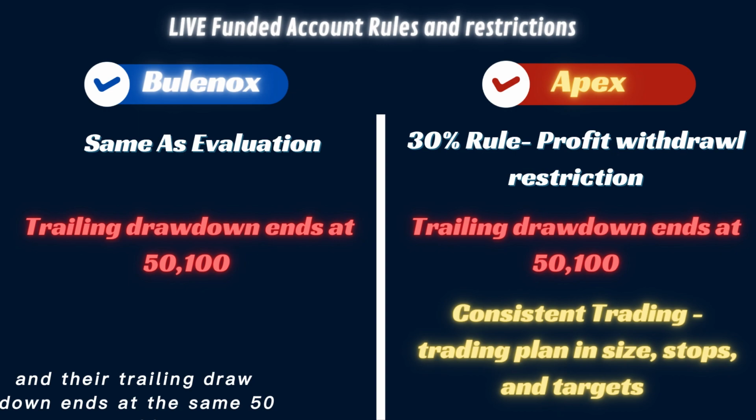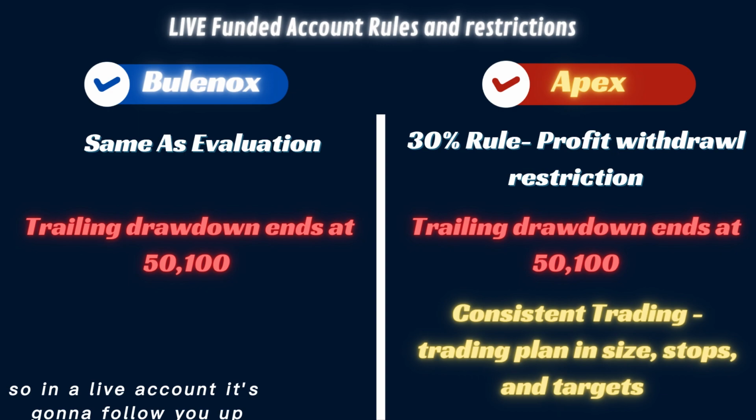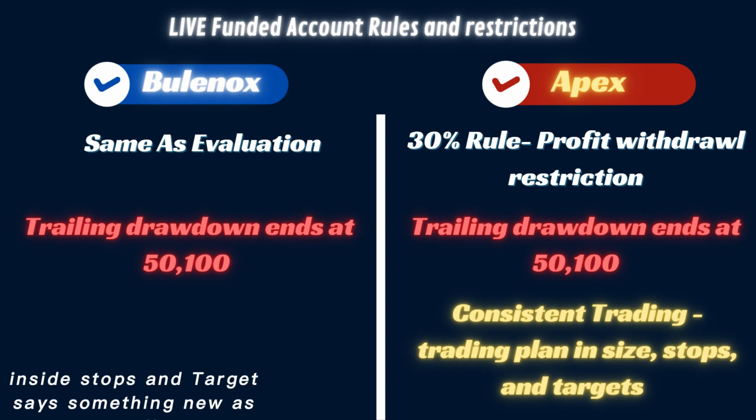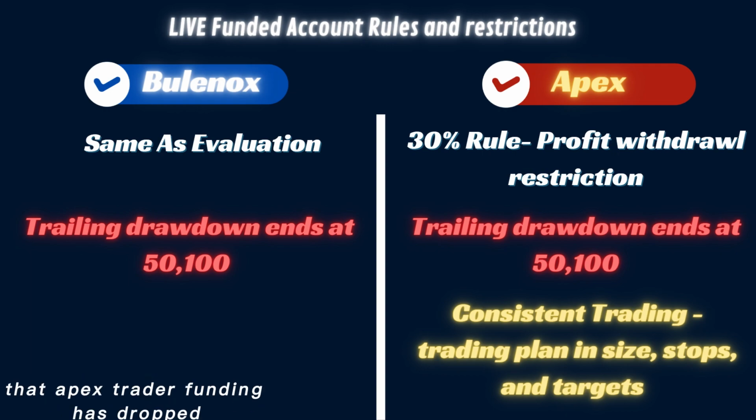And their trailing drawdown ends at the same 50,100. So in a live account, it's going to follow you up to 50,100 and will stop and stay there forever. It will never keep trailing you farther than that. Consistent trading plan in size, stops, and targets.